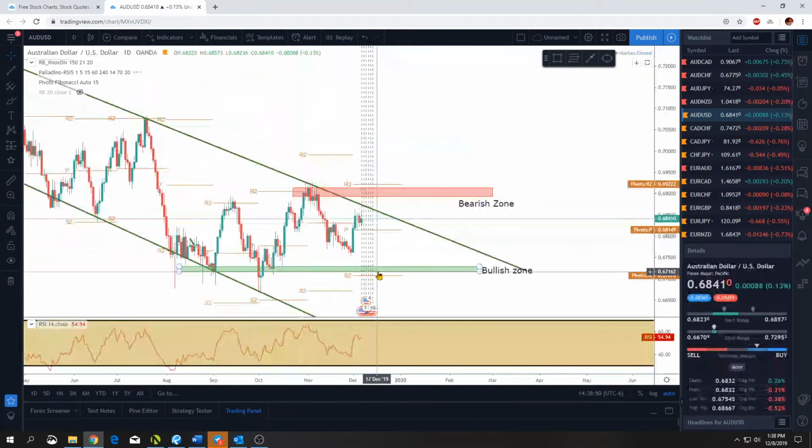Australian dollar, US dollar: flirted with the pivot, touched it, came back up. Nothing really big.